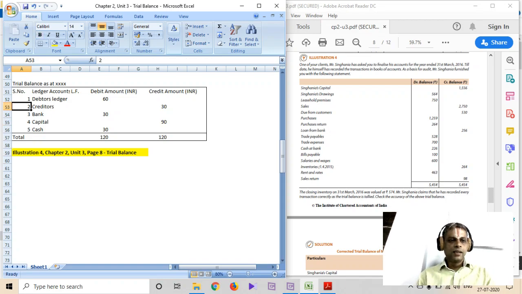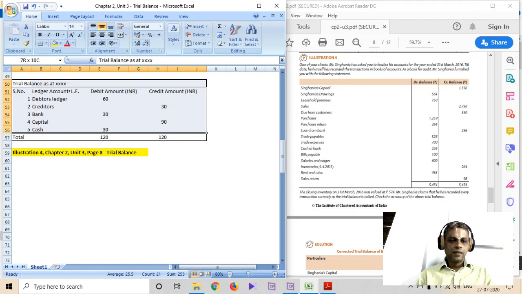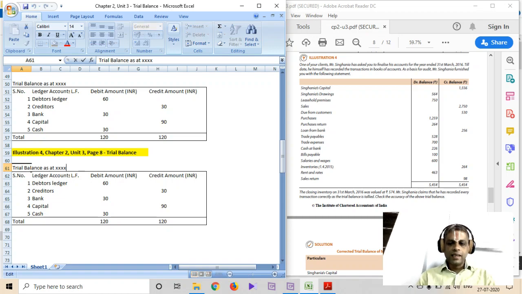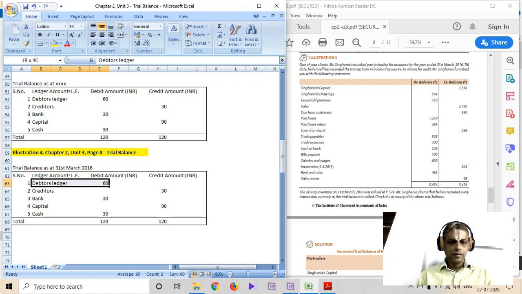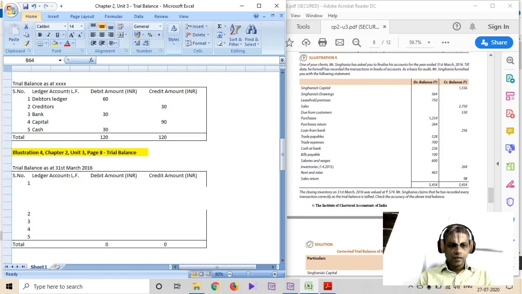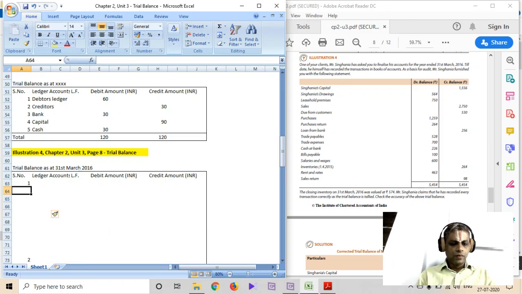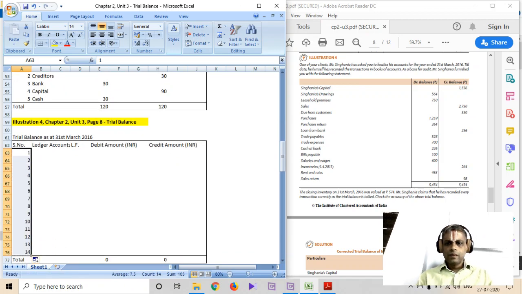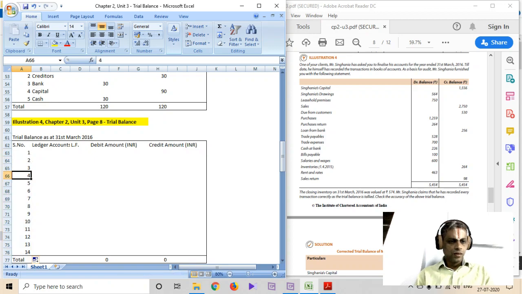Let's put it into the trial balance format. Trial balance as at 31st March 2016. Just removing these numbers here, and making serial numbers here. We have 16 accounts here.